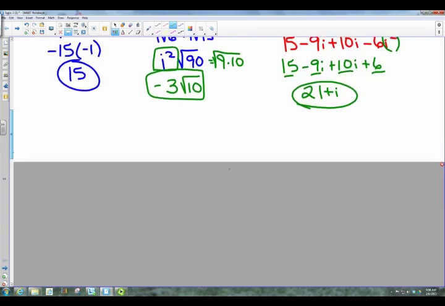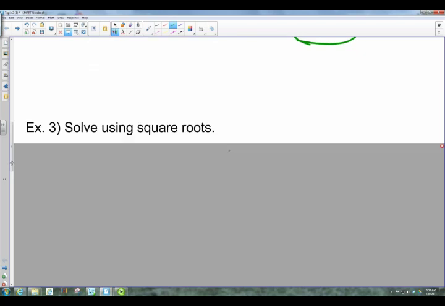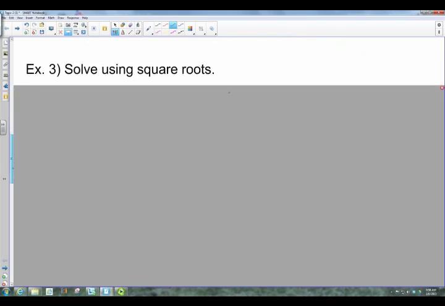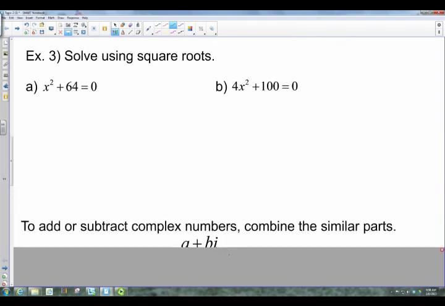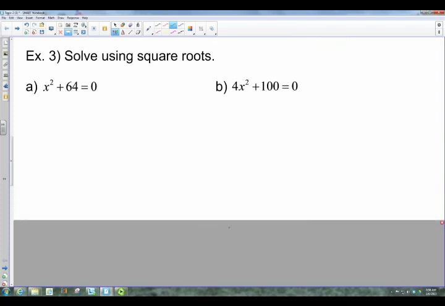So treat these just like real numbers, with the exception of if you end up with an i squared or a negative underneath that square root. Now what this does is it leads us to be able to solve solutions. This is where if our graph does not cross the x-axis, we can still get a solution. Alright, here's how it works.